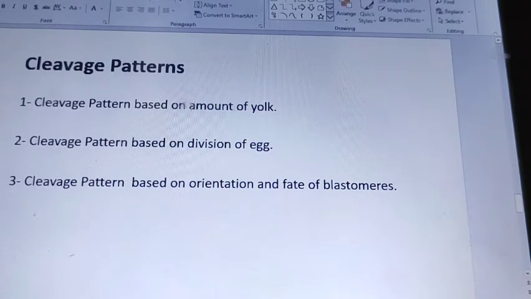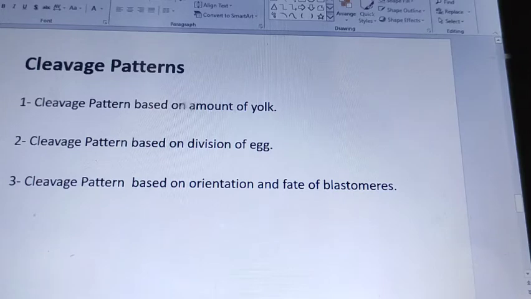Basically, it can be classified, number one, on the basis of amount of yolk. Number two, cleavage pattern based on division of the egg. And number three, cleavage pattern based on orientation and fate of blastomeres.